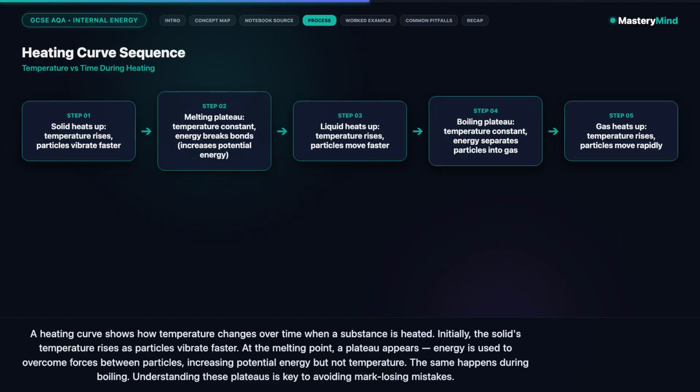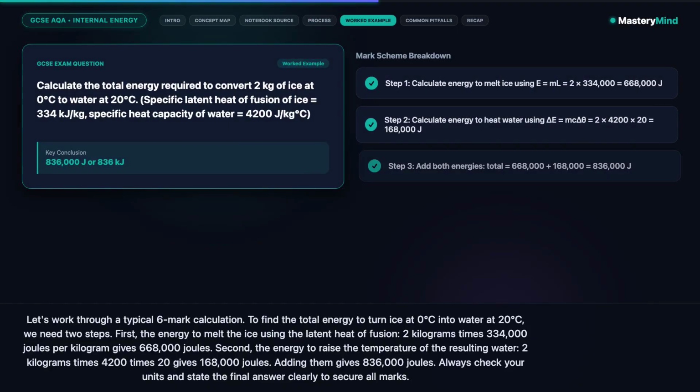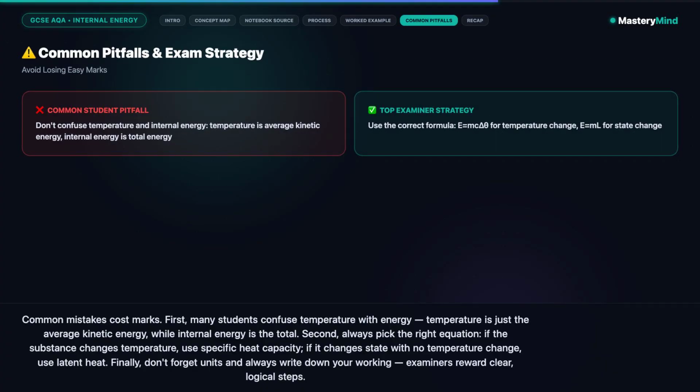Let's work through a typical 6-mark calculation. To find the total energy to turn ice at 0 degrees Celsius into water at 20 degrees Celsius, we need 2 steps. First, the energy to melt the ice using the latent heat of fusion: 2 kilograms times 334,000 joules per kilogram gives 668,000 joules. Second, the energy to raise the temperature of the resulting water: 2 kilograms times 4,200 times 20 gives 168,000 joules. Adding them gives 836,000 joules. Always check your units and state the final answer clearly to secure all marks.